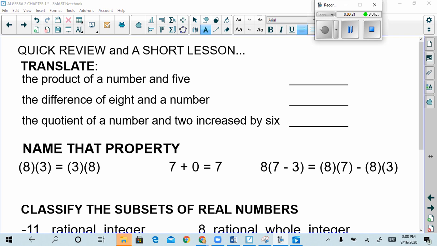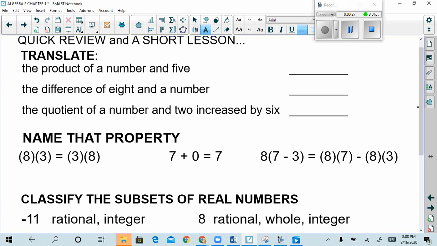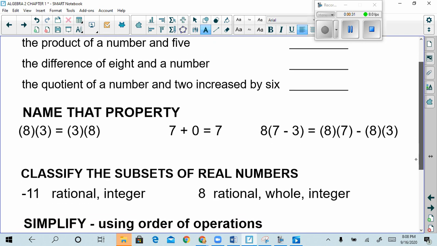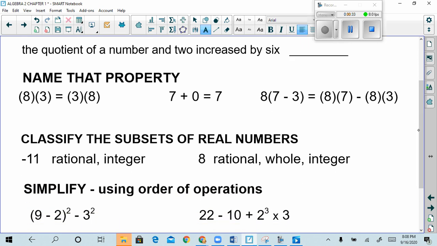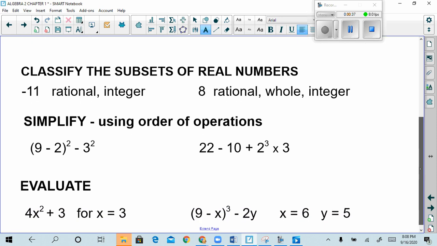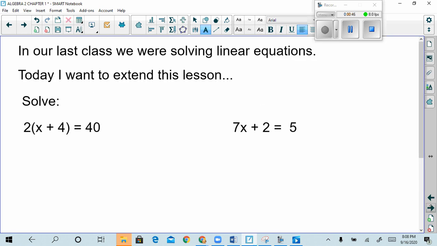I'm going to go over the following problems with you, so I'm not going to explain these or give the answers to this first slide, but we'll do a couple translate, a couple name that property, we'll classify a couple of real numbers, we'll simplify, we'll evaluate, and those are pretty much the topics we said that we would encounter on today's quiz. But to finish off what we started yesterday, we were solving equations.